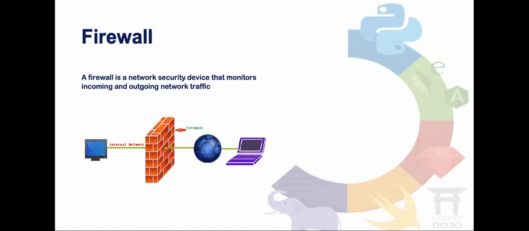So a firewall is a network security device that monitors incoming and outgoing network traffic. How many of you have seen this diagram before? I mean, it doesn't have to be this specific one, but you've seen a diagram that has this red wall with computers all around it.